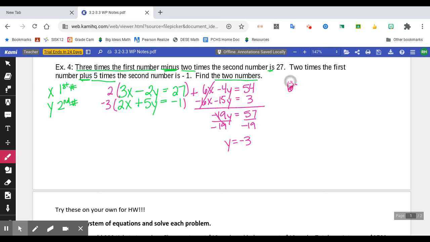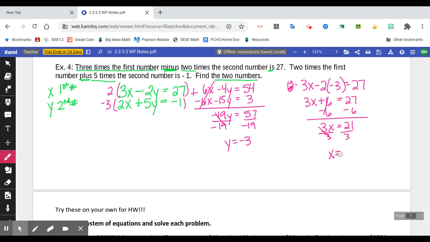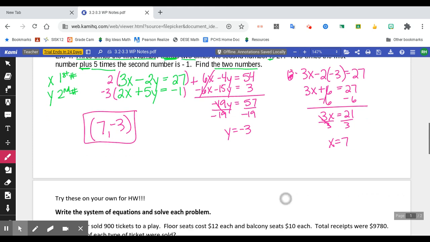So, 3x minus 2 times negative 3 equals 27. So 3x plus 6 equals 27. Subtract 6. 3x equals 21. Divide by 3, and x equals 7. So my ordered pair would be (7, -3). First number, second number. Okay, so read through these carefully.